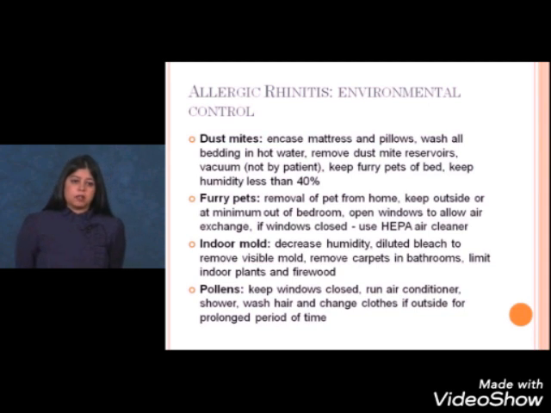You want to keep the humidity level less than 40%. And for furry pets, you want to remove the pet from the home, if at all possible. Keep outside or at a minimum out of the bedroom. You want to open windows to allow air exchange. And if the windows are closed, you want to use a HEPA air cleaner. For indoor mold, decrease humidity, use diluted bleach to remove any visible mold or mildew, remove carpets in the bathrooms, limit indoor plants and firewood. And for pollens, you want to keep the windows closed, run the air conditioner, shower, wash hair, and change clothes if outside for a prolonged period of time.